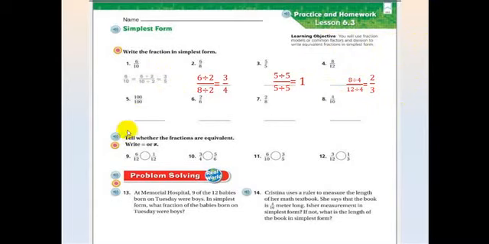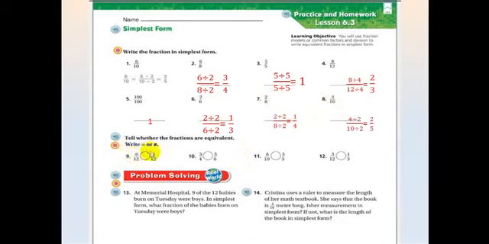100 over 100, the simplest form, it's very easy, is 1. 2 over 6. The common factor between 2 and 6 is 2. It will be one third. Okay? 2 eighths. Here divide by 2 equals 1, divide by 2 equals 4. 4 over tenths, divide by 2 equals 2, divide by 2 equals 5.